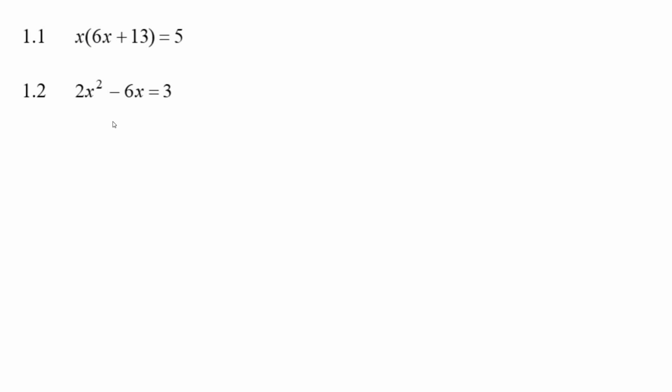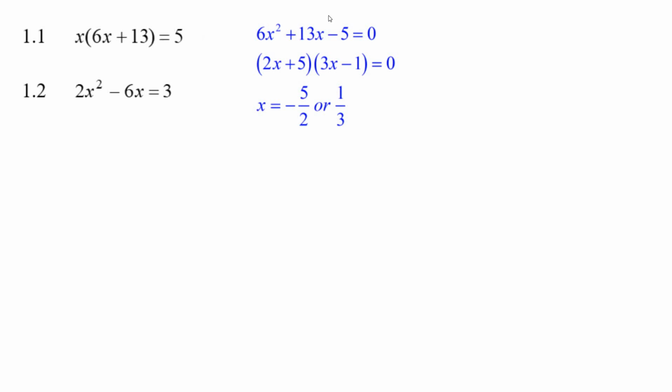So you multiply. x times 6x is 6x squared, and x times 13 is 13x. You subtract 5 from both sides and make it equal 0. You always put a quadratic equation in standard form, equal to 0: ax squared plus bx plus c.